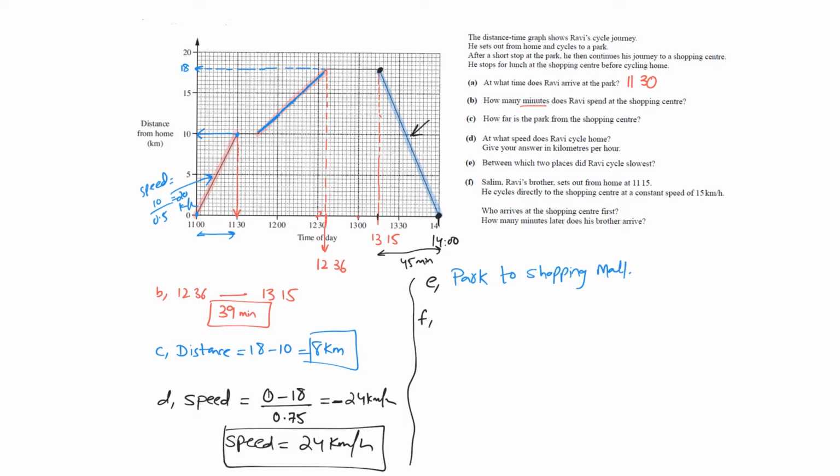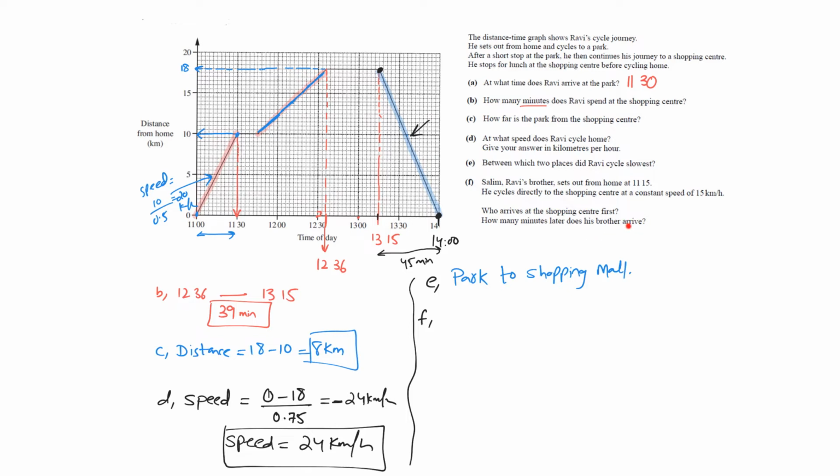Salim, who is Ravi's brother, sets out from home at 11:15. He cycles directly to a shopping center at a constant speed of 15 km per hour. Who arrives at the shopping center first? And how many minutes later does his brother arrive?